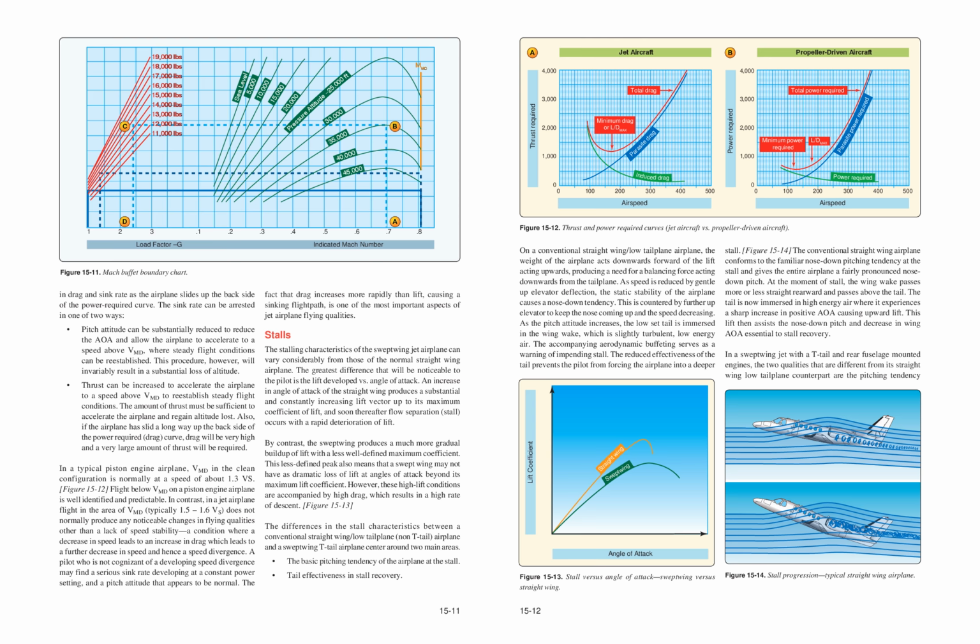Figure 15-13. The differences in the stall characteristics between a conventional straight-wing, low tailplane, non-T-tail airplane and a swept-wing T-tail airplane center around two main areas: the basic pitching tendency of the airplane at the stall, and tail effectiveness and stall recovery.